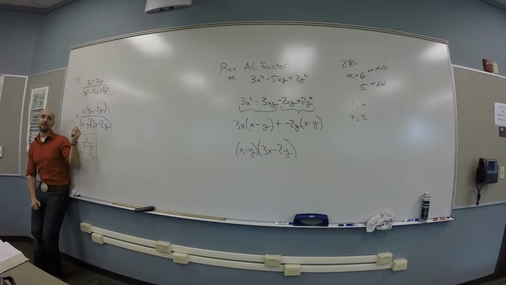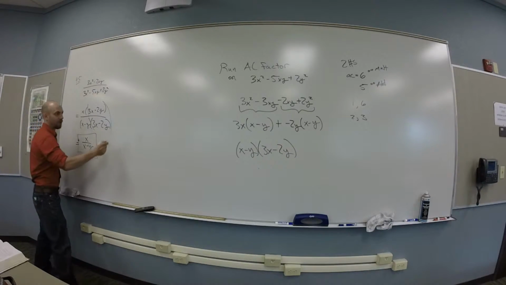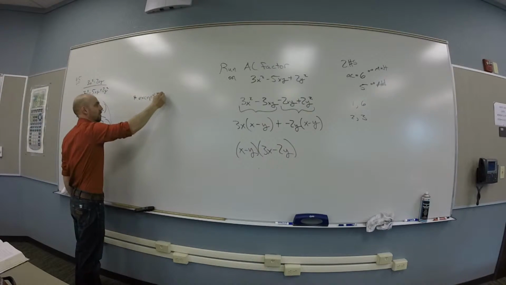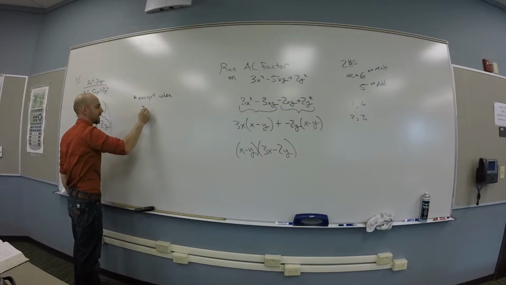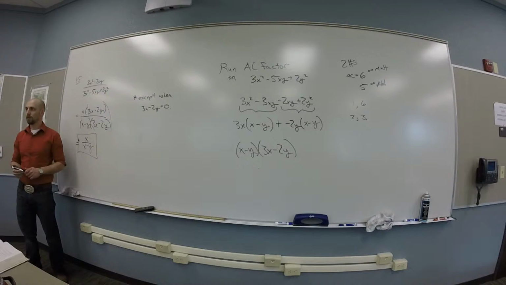Close. You filled a hole with this thing, 3x take away 2y. You'd be filling holes whenever 3x minus 2y equals 0. You see that? So if you were to write an asterisk here on this equal sign, it really would read except when 3x minus 2y is 0. Those are the holes in your domain that you filled.